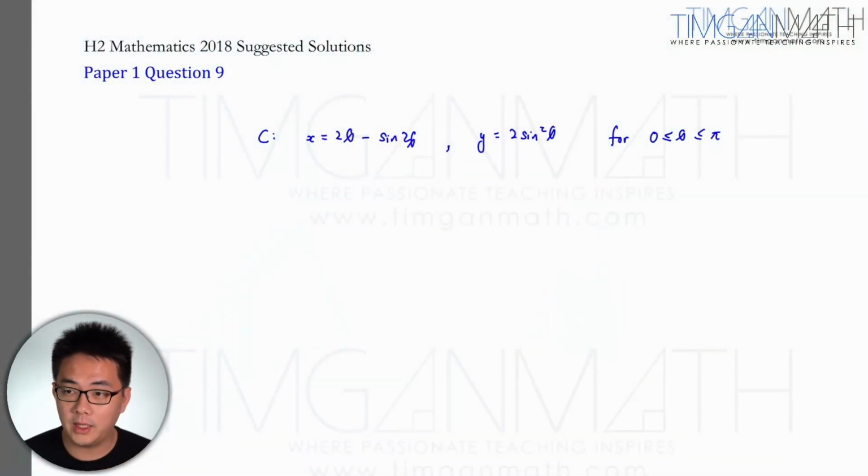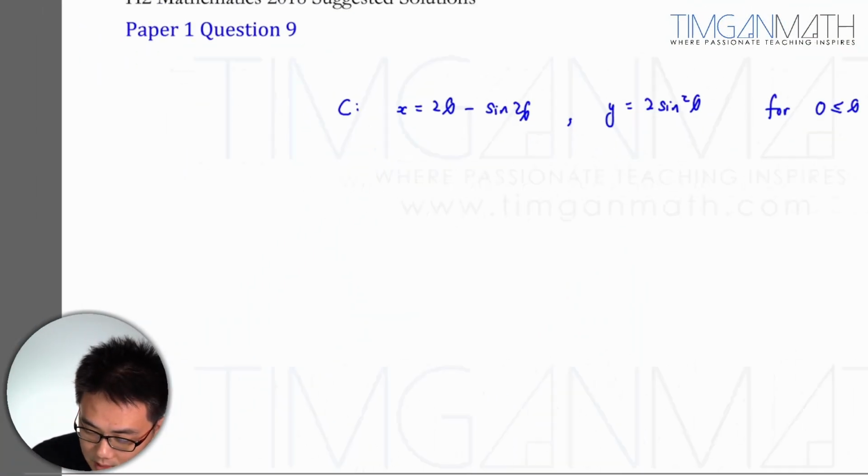Hi students, let's look at this question here, which was taken from the year 2018, paper 1, question 9, H2 math paper. You are told that curve C has this parametric equation, and the first part is to show that dy/dx is cot theta. I think that's pretty okay.